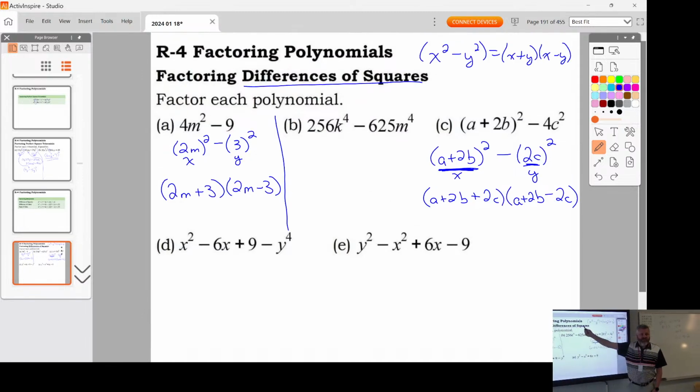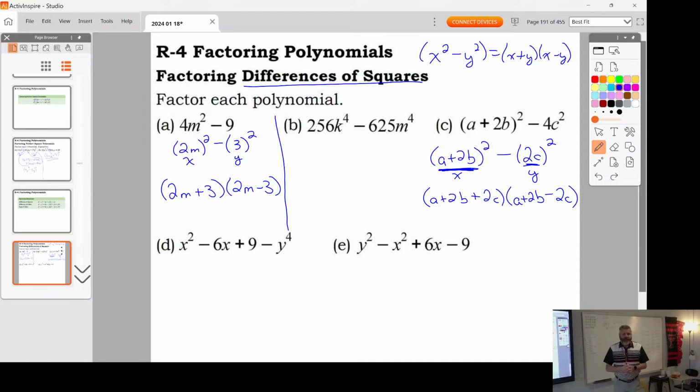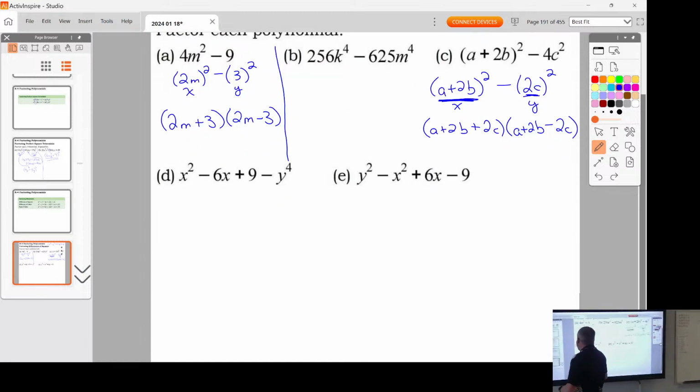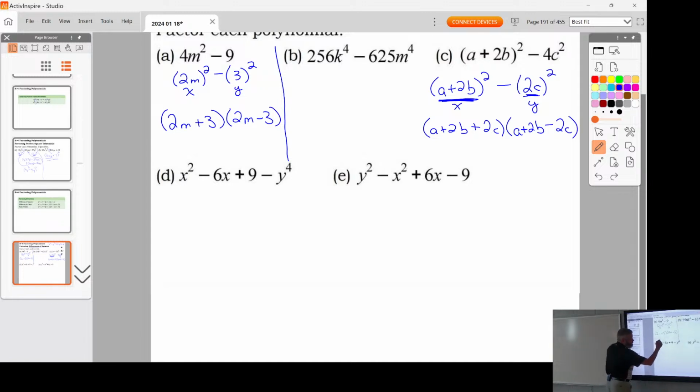All we're doing is difference of squares. Does part D look like a difference of squares? Do you see two things being subtracted? Yes or no? Or do you see a bunch of other junk with it? There's a bunch of junk there, right? Okay. What if we looked at just this piece of it, though?